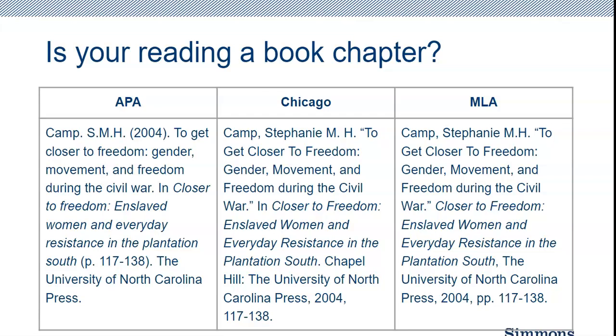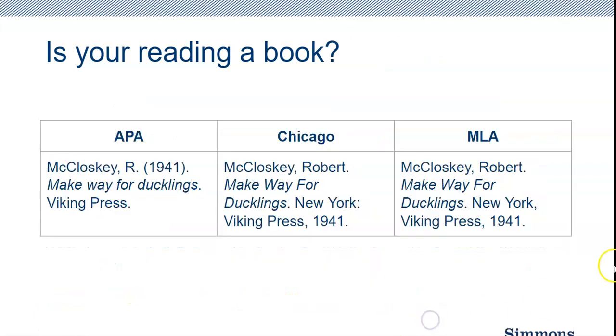by entities that have the word press as part of their name. Although this last tip is not always the case. Our example chapter is published by the University of North Carolina Press. Our final example are 3 citations for the same book, again in APA, Chicago, and MLA citation styles.